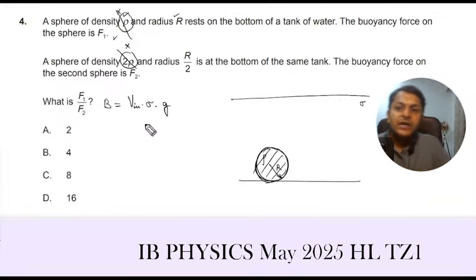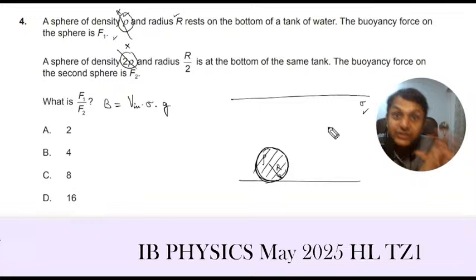So B is equal to V in into sigma into g. Sigma is taken as the density of the water. I'm just taking this symbol sigma; you can choose any other symbol, no worries. This is the buoyant force. Now both of the bodies are completely submerged, completely dipped, so 100% of their volume is inside. So it is the total volume here.